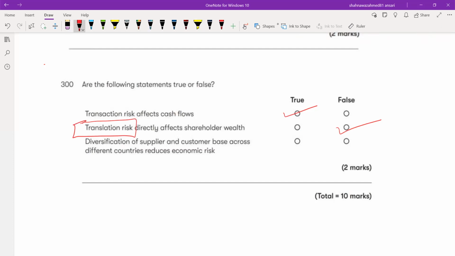Diversification of supplier and customer base across different countries reduces economic risk. This is true, because economic risk affects your international competitiveness as a result of exchange rate risk. So if you diversify into suppliers and customers across different countries, it might offset the risks against each other.